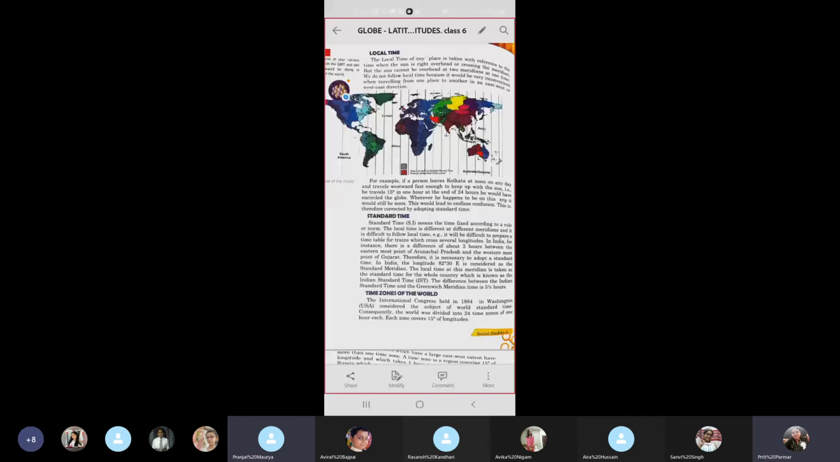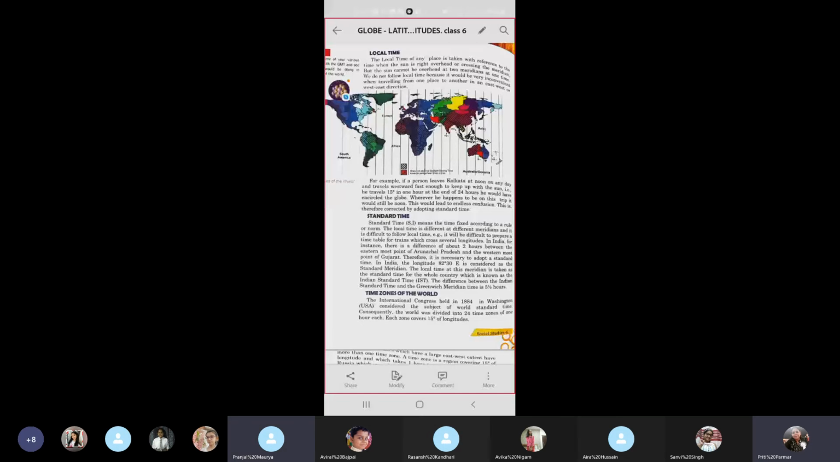So the whole world has 24 time zones. The local time of places on different meridians is bound to differ, so there will definitely be different time zones for different zones. Why? Because the Earth rotates, and the sun's light falls on each meridian at different times.